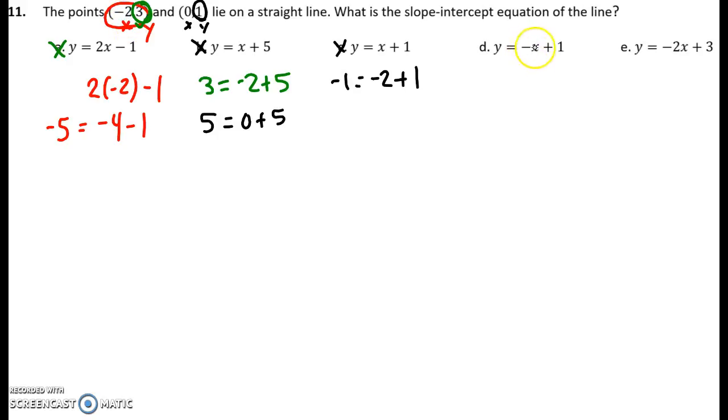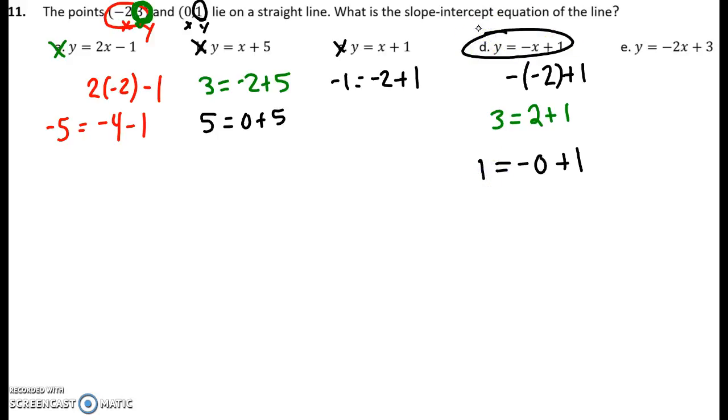So here's where it gets a little tricky because of the negative sign. So I'm going to substitute in negative 2. So that's negative of negative 2 plus 1. Well, when you take negative times a negative, that is positive. So that's 2 plus 1, which is equal to 3, which is exactly what you're looking for. So now I'm going to substitute in the second point here of 0. So when I plug in negative 0 plus 1, that is all equal to positive 1. So letter choice D is your correct answer.